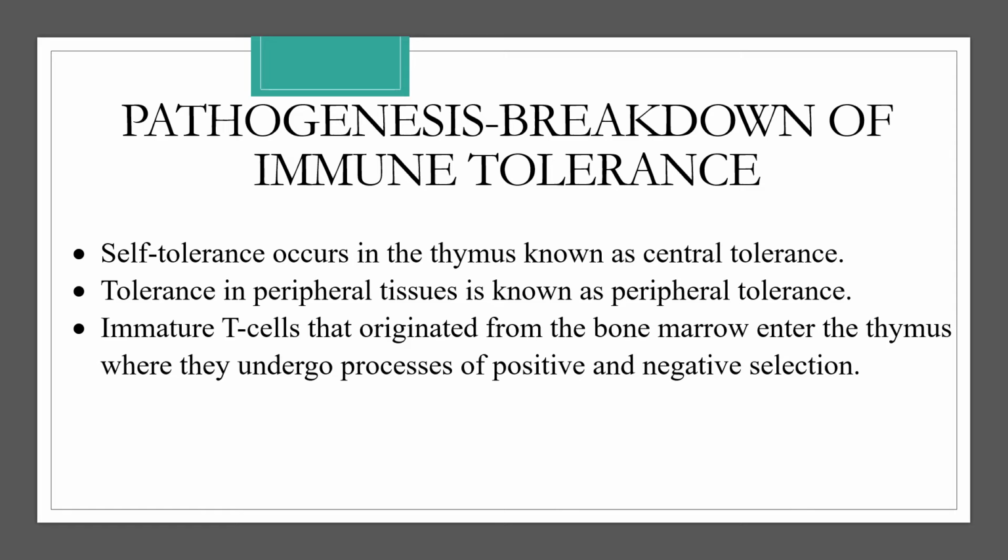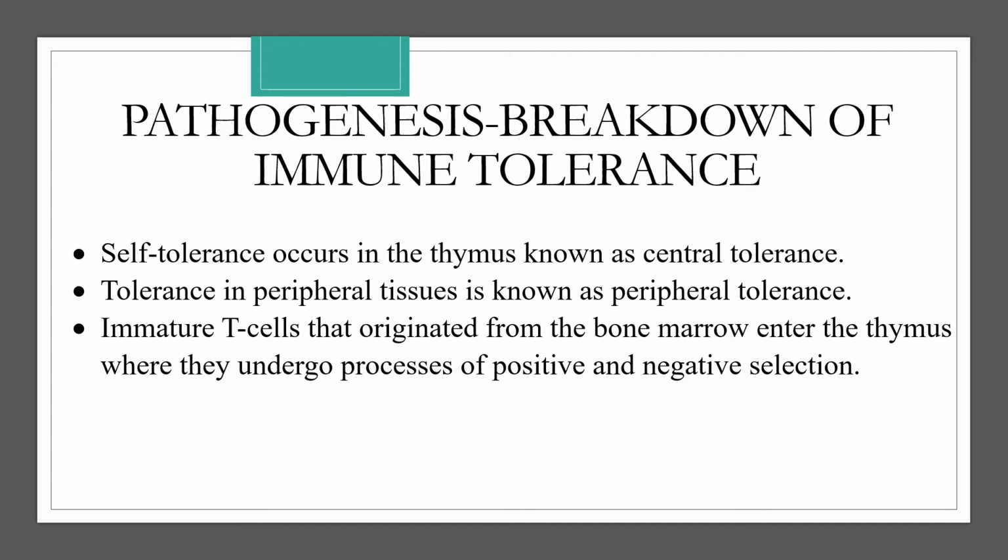Self-tolerance, which occurs in the thymus, is known as central tolerance. Tolerance in peripheral tissues, however, is known as peripheral tolerance. The immature T cells that originate from the bone marrow enter the thymus where they undergo positive and negative selection, both of which we have already learnt in class.